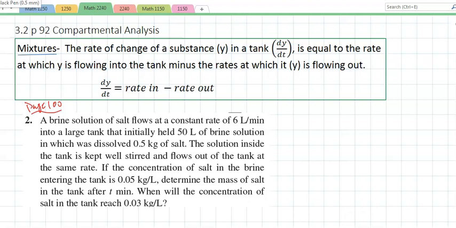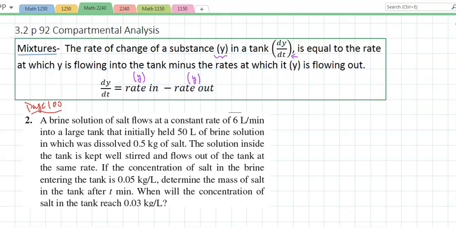Section 3.2 is on page 92, talks about compartmental analysis. We're going to focus on mixture specifically. The rate of change of a substance, the substance could be salt, could be acid, could be sugar, depending on what it is, in a tank, is dy/dt, equal to the rate at which y flows in, how much of that salt is coming in, how much of that acid is coming in, how much of that alcohol is coming out, minus the rate at which it flows out.